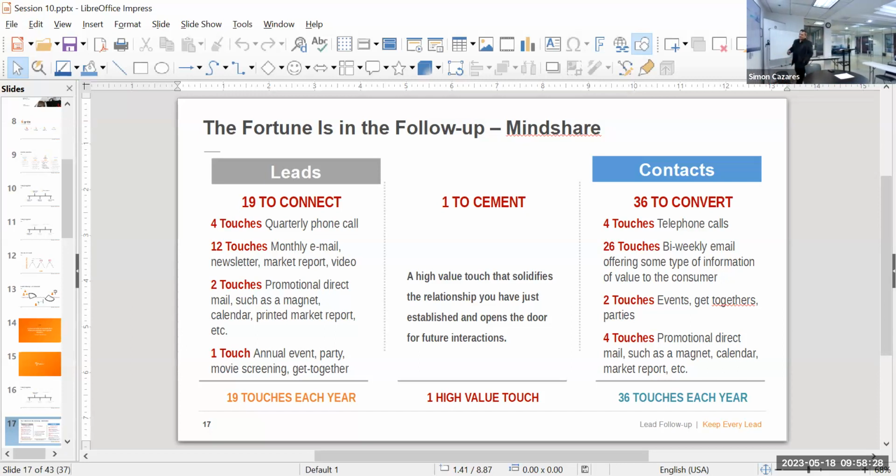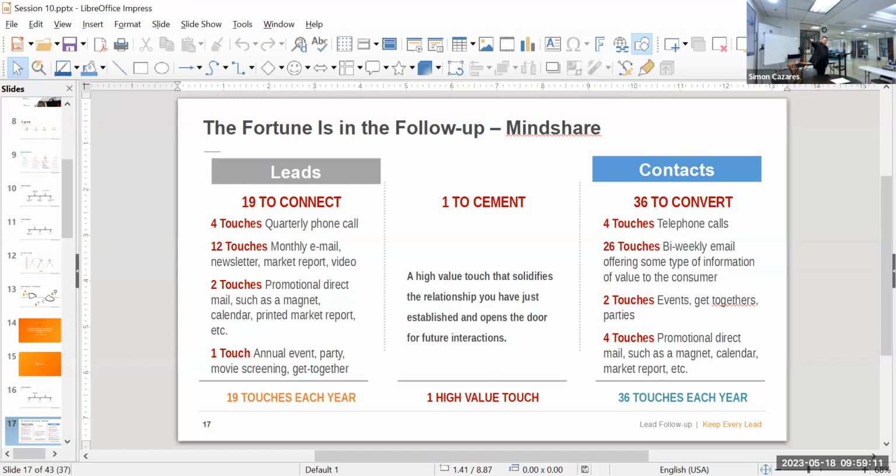So here's what I was saying. There are two different plans: the 36 touch and the 19. A contact is 36 touches. If it's a lead, it's 19. A lead is somebody you just met at an open house who said they're interested in buying down in the future. That will go under lead, and that's what you do.